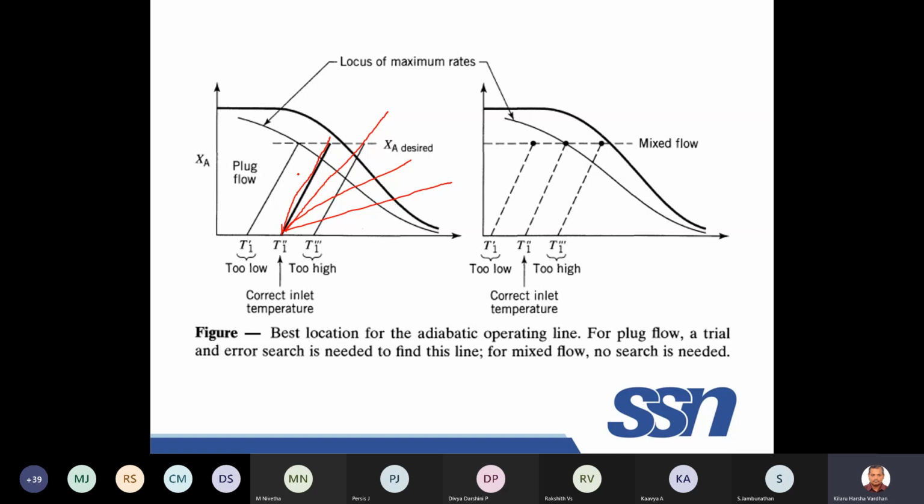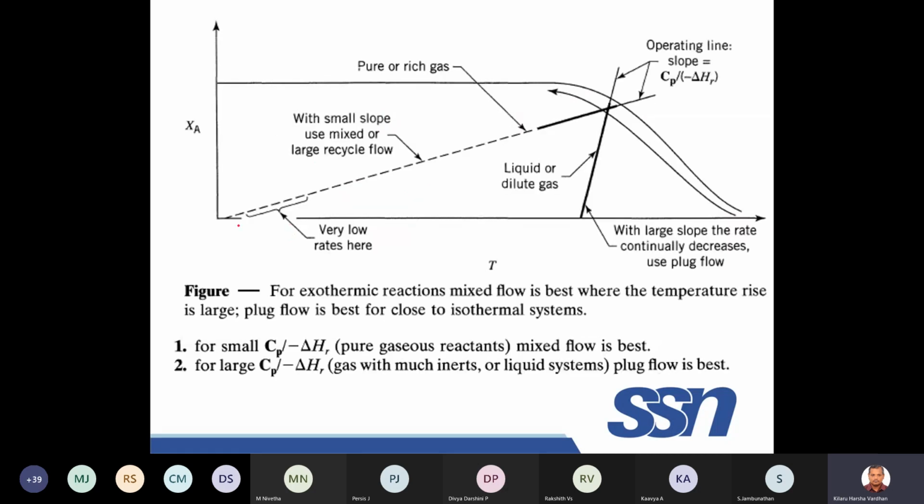The slope also plays a very important role. It's not only the point here. Based on that slope, for a small slope and a very large slope, a very steep line, you get two operating lines. This is nothing but delta Cp by delta Hr. This is for a steep slope and this is for a small slope.